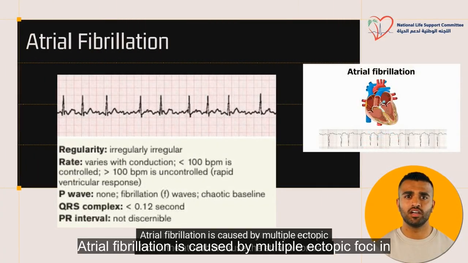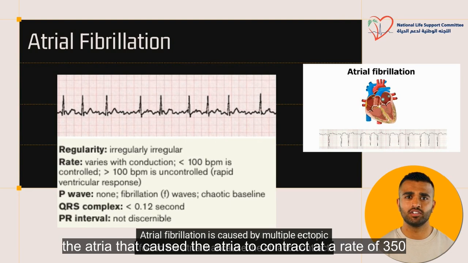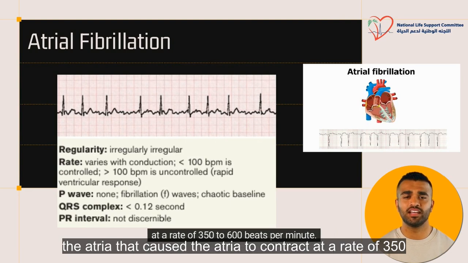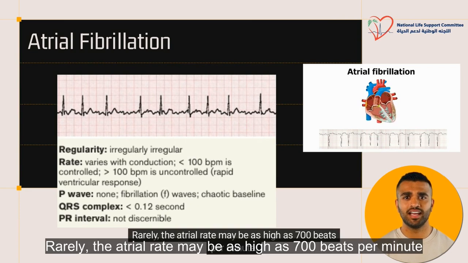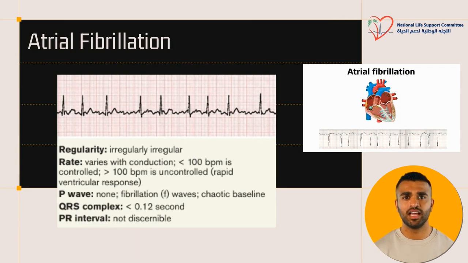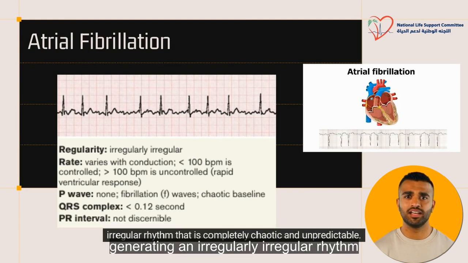Atrial fibrillation is caused by multiple ectopic foci in the atria that cause the atria to contract at a rate of 350 to 600 beats per minute. Rarely, the atrial rate may be as high as 700 beats per minute. The AV node only allows some of the impulses to pass through to the ventricles, generating an irregular rhythm that is completely chaotic and unpredictable.